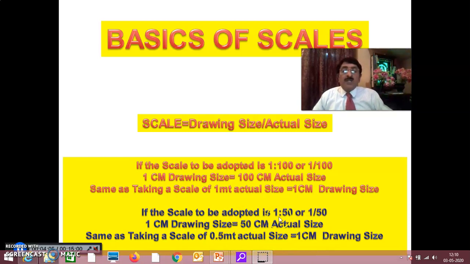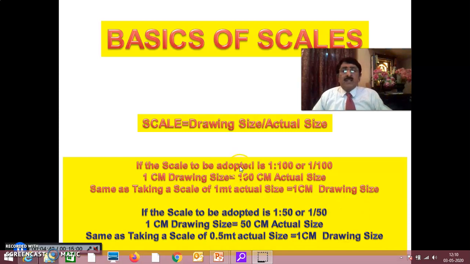Let us say the scale adopted is 1:25. Then 1 centimeter drawing size is 25 centimeter actual size, or 0.25 meter actual size is 1 centimeter drawing size. That means for every 0.25 meter you take 1 centimeter, or for 1 meter you write it as 4 centimeters on the drawing. So on the drawing sheet, if 1:25 is the scale, then for every 1 meter you write 4 centimeters.